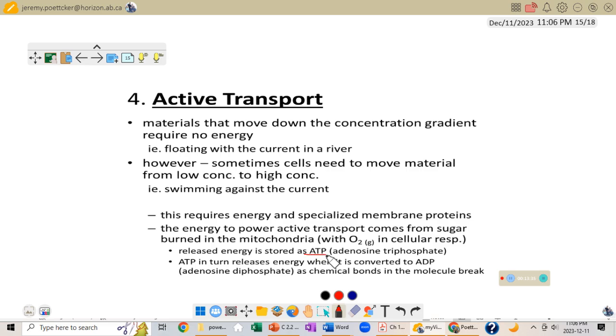You should at least highlight this. Get what ATP means, adenosine triphosphate. That's a good thing to rewrite. ATP in turn releases energy when it is converted to ADP, or adenosine diphosphate, as chemical bonds in the molecule break.